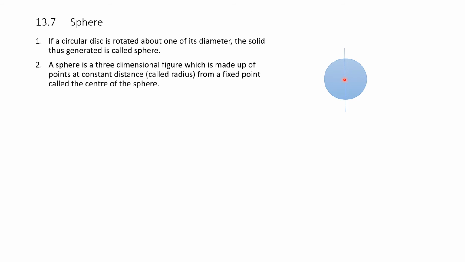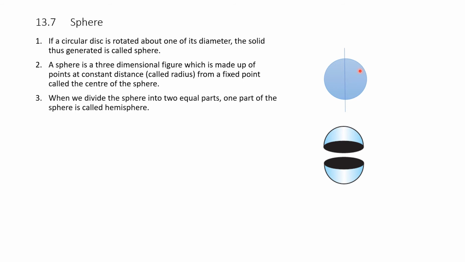There is a fixed point at the center of this circular disc, and a sphere is three-dimensional. When you rotate the disc, the distance is measured equidistant from the fixed point, the center of the sphere, and the solid is a sphere. When we divide the sphere into two equal parts, one part of the sphere is called a hemisphere. That is, half of the sphere is a hemisphere. This is one hemisphere and the other. So, a sphere is made up of two hemispheres.